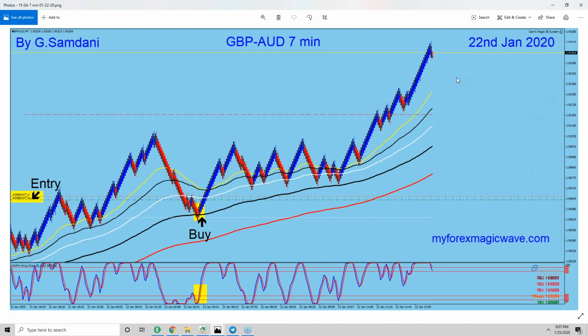On the 22nd now you can see Pound Aussie again was a beautiful long before you saw it, and then it came down here again, the second entry. And look how many other entries.